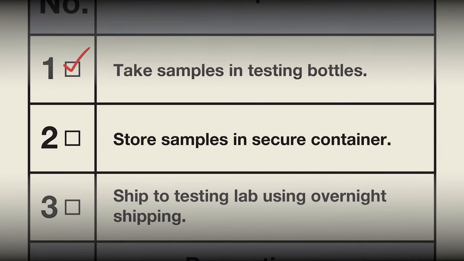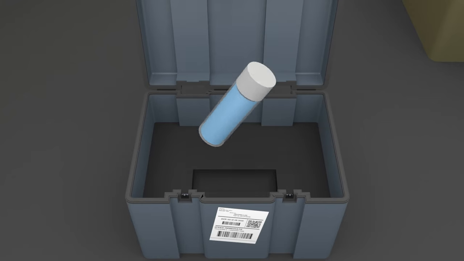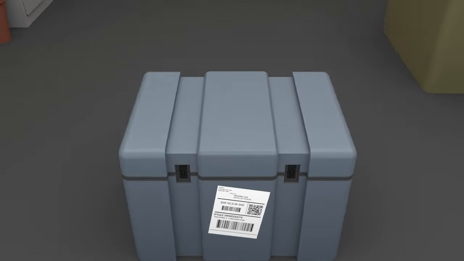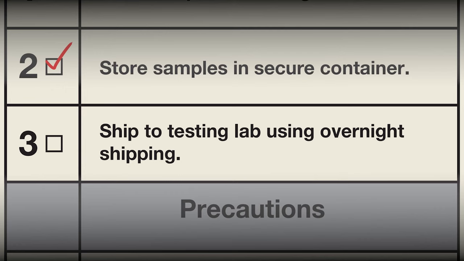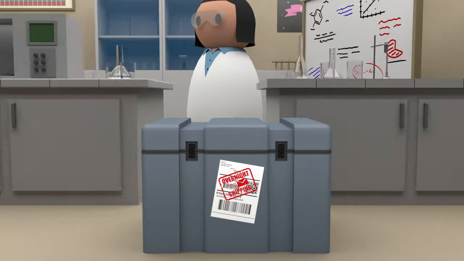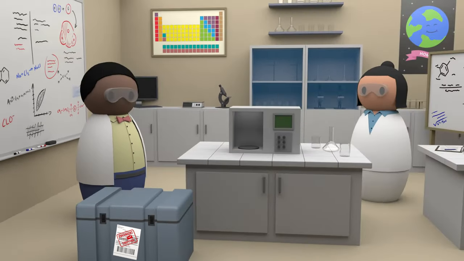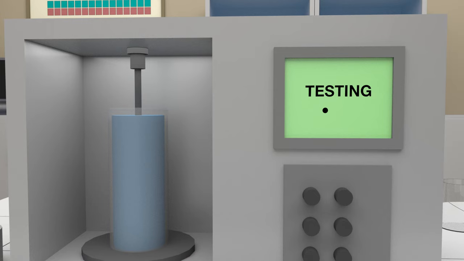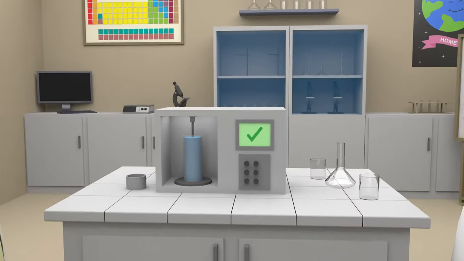The SOP states that all samples be placed in a secure container, so Bill puts the samples in a cooler rather than a cardboard box. Following the instructions on the SOP, he ships the cooler to the testing facility using overnight shipping. The lab receives the samples the next day. And because the SOP was followed, the test can be accurate, and it passes.